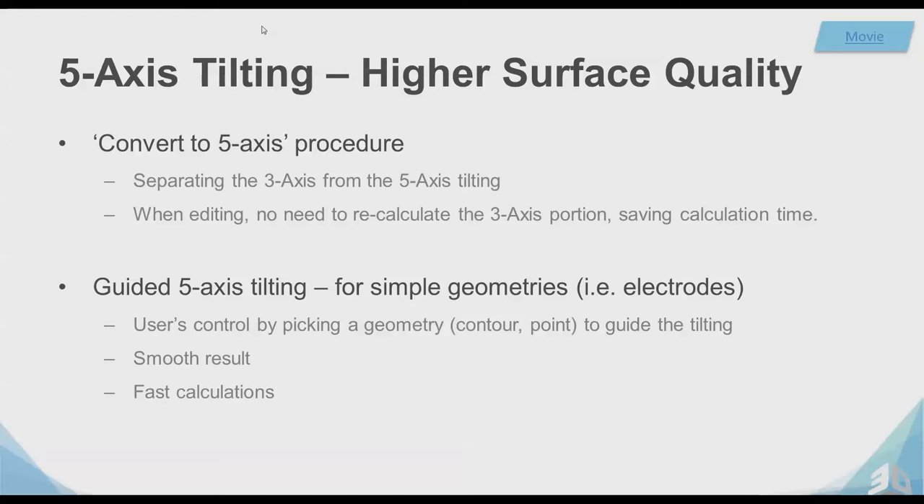Plus, the user can specify any guiding contour or guiding point or a set of contours for simple geometries like electrodes or other simple components. The user most of the time will know what should be the direction of the tilting and which contour will be best for tilting. So we are kind of helping the algorithm to find the best solution, the more canonic solution, and this is faster in calculation and better result. Let us have a look at the movie.